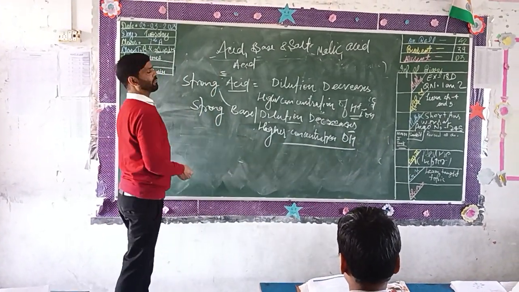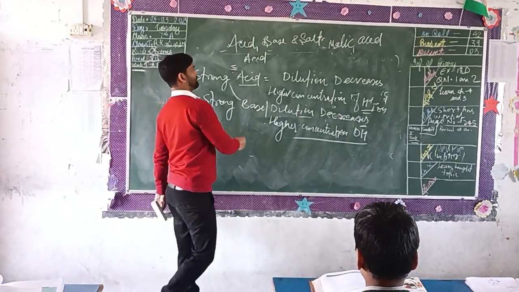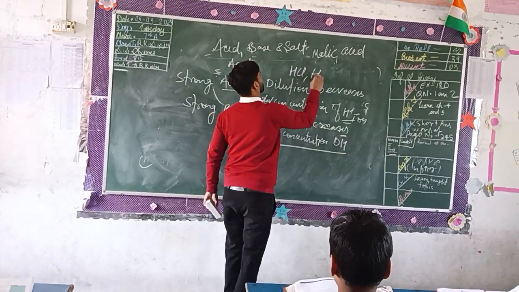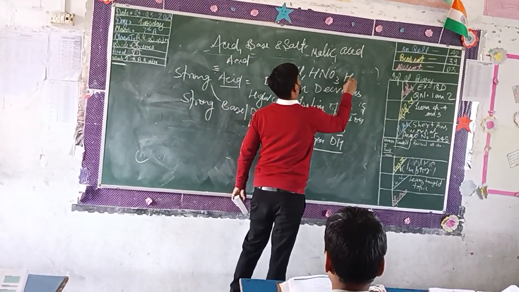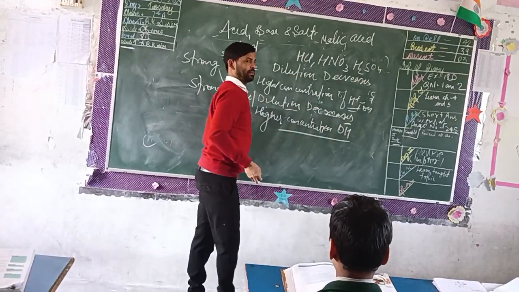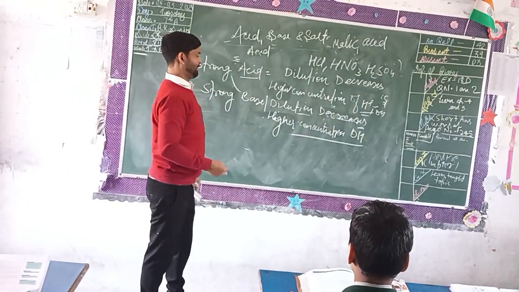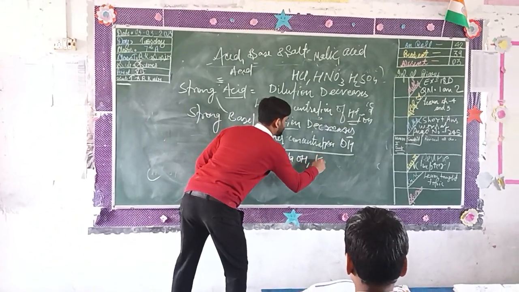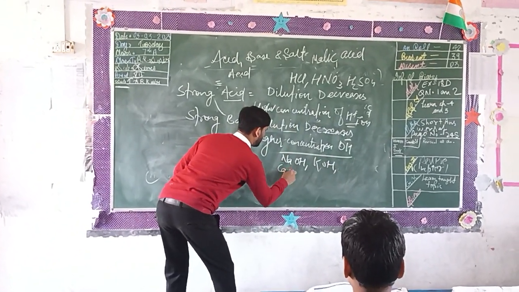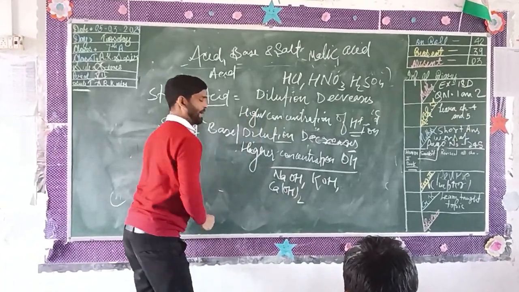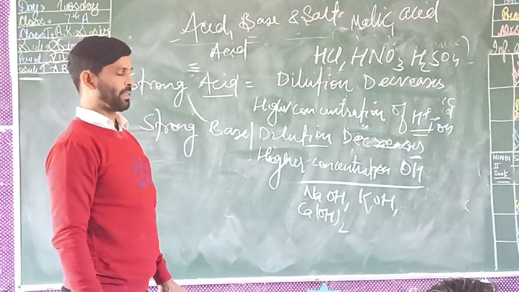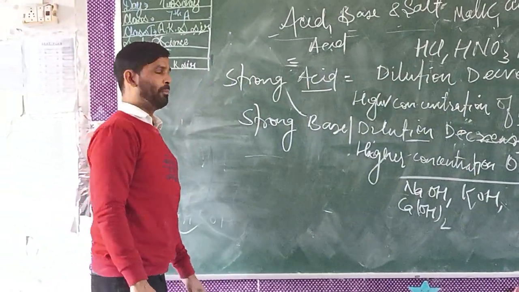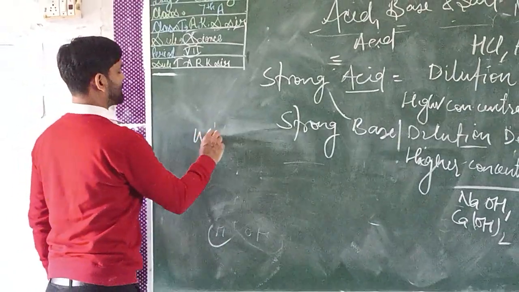So examples of strong acids are hydrochloric acid, nitric acid, and sulfuric acid. And what are the strong bases? Strong bases are NaOH, KOH, Ca(OH)2. These are strong bases.